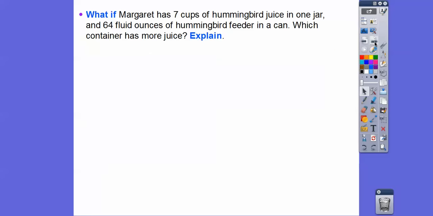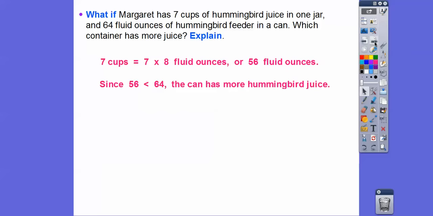Okay, all right. Hey, what if Margaret had 7 cups of hummingbird juice in a jar and 64 fluid ounces of hummingbird juice in a can? Which container has more? Does the can have more? Does the jar have more? Okay, well we've got to convert the cups to fluid ounces. So remember, 8 fluid ounces per cup, and since there's 7 in there, 7 times 8 equals 56. So the jar has 56 fluid ounces, and since 56 is less than the fluid ounces in the can, 64, then the can has more hummingbird juice in there.